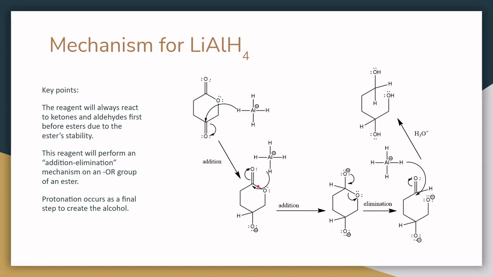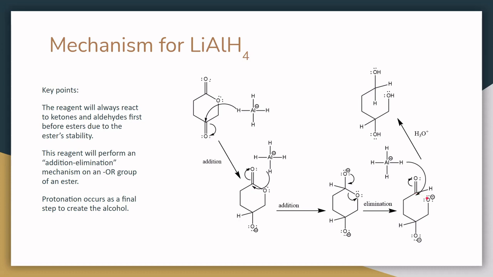So for our first step, we have the normal addition of hydrogen onto the carbon, which pushes up these electrons from the double bond to the oxygen. But then we have the elimination step, in which the electrons from the negatively charged oxygen move down back onto the carbon, which forms a double bond over here, and pushes these electrons from the carbon-oxygen bond onto this oxygen.